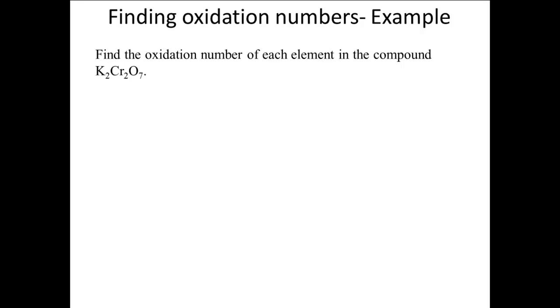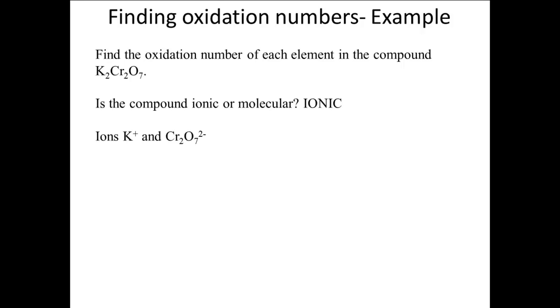Let's do an example of how to determine the oxidation numbers of the atoms in the compound K2Cr2O7. Is the compound ionic or molecular? Since it contains metals and nonmetals, the compound is ionic. What are the ions? The ions are K+ and Cr2O7 2-, two ions you should know. From rule number 2, the oxidation number of potassium is +1.